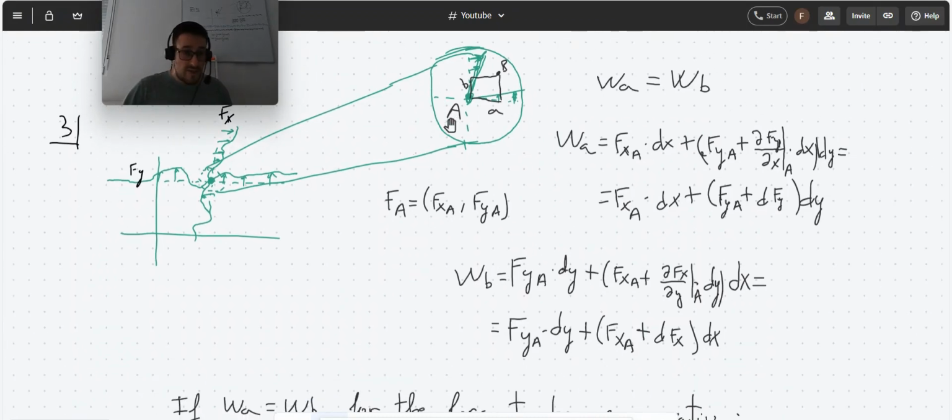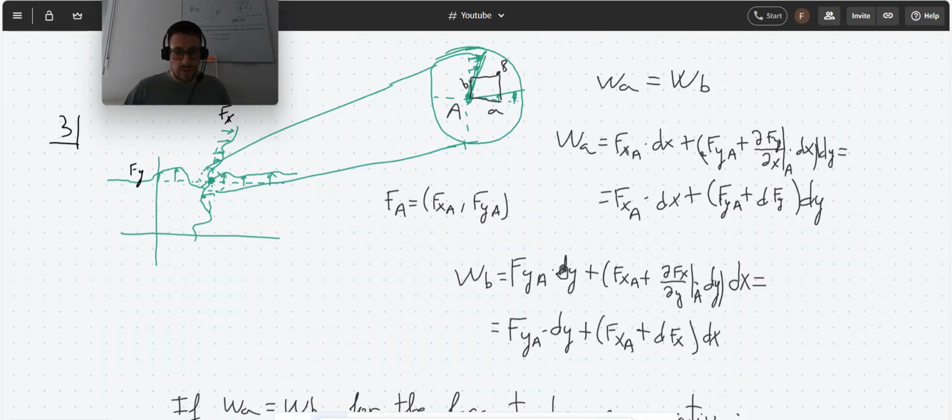If we follow instead the path B, the procedure is really similar. However, here in the first part of the path, the force that is doing work is the vertical force. And in the second part, the only force that is doing work is the x component. And in the x component, we have some increment, which is developed in this way. It's very similar, the same as in the previous case, okay?